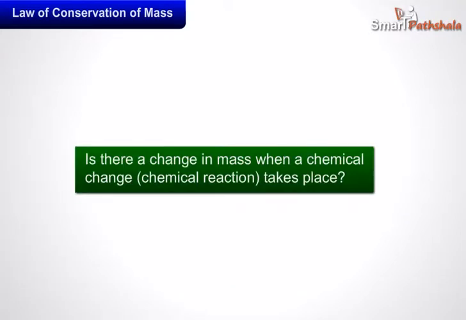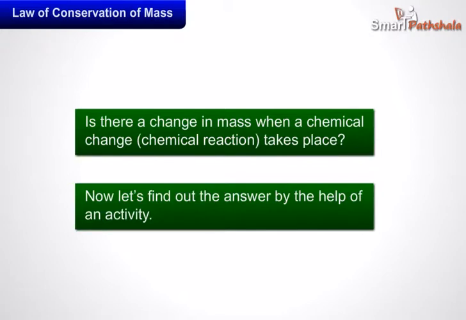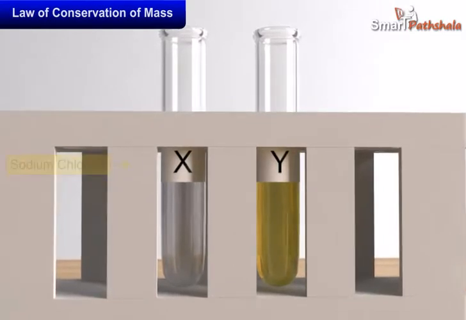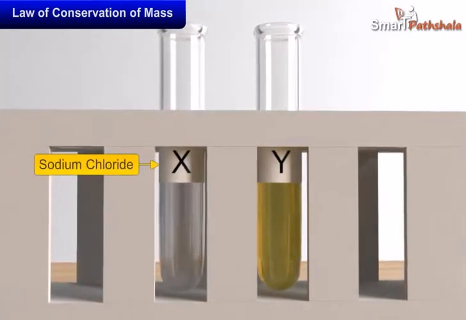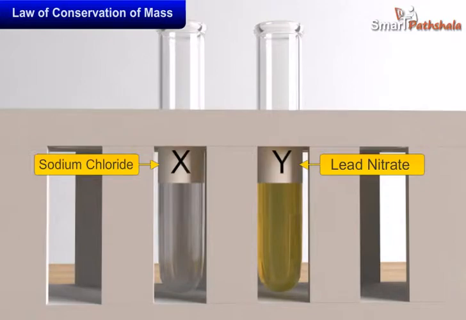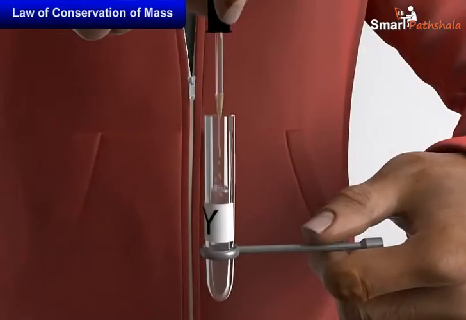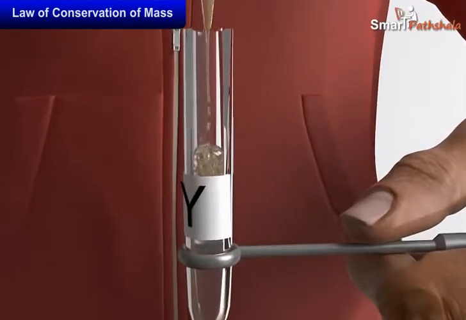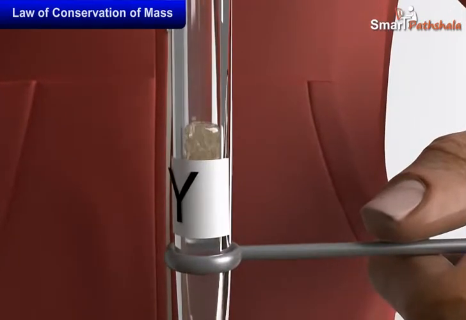Is there a change in mass when a chemical reaction takes place? Now let's find out the answer with the help of an activity. Take one set in which sodium chloride is under X and lead nitrate in Y. Prepare a 5% solution of lead nitrate in water and list under Y.